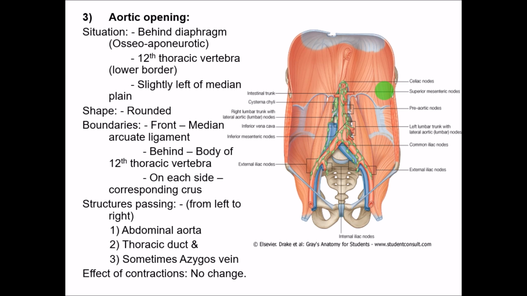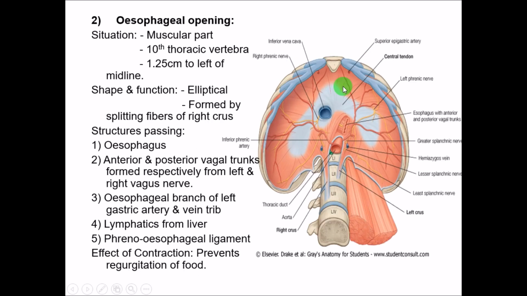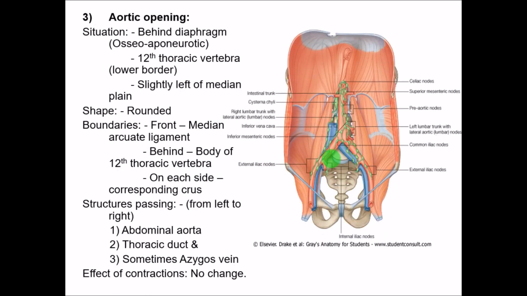The third and last major opening is the aortic opening. It is behind the diaphragm. This is the aorta. The thoracic aorta, coming from the left side, enters the abdomen, coming towards the center, and continues as the abdominal aorta. Those other openings were within the diaphragm: the vena cava in the central tendon, the esophagus within the muscle, and now this one is behind the diaphragm itself.